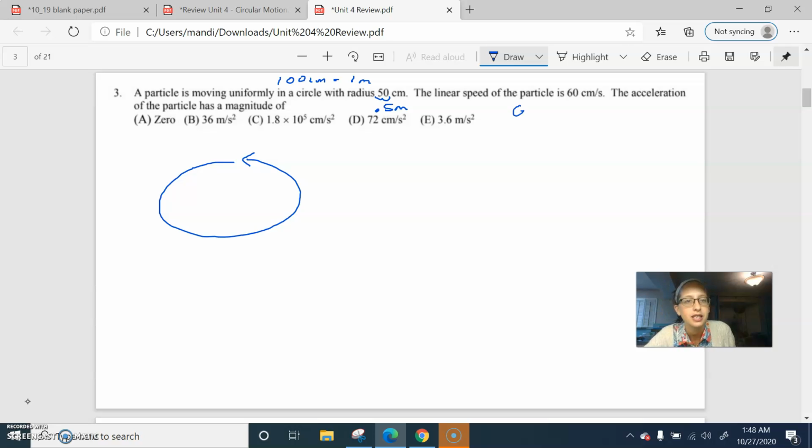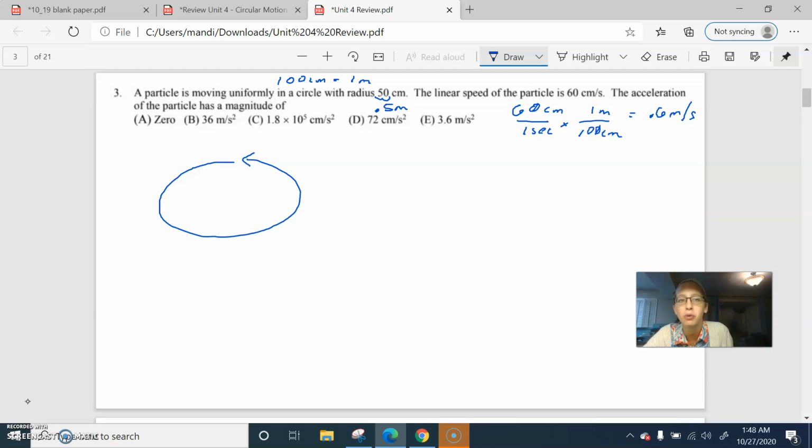And if we go 60 centimeters in 1 second, if there's 100 centimeters in a meter, divide by 10. Okay, just making sure. Yeah, you can also just swing the decimal on that, apparently. So 0.6 meters per second. I want to know, what is the acceleration?